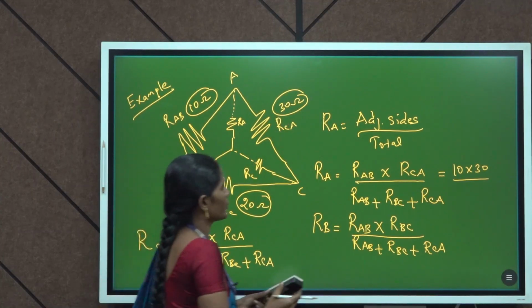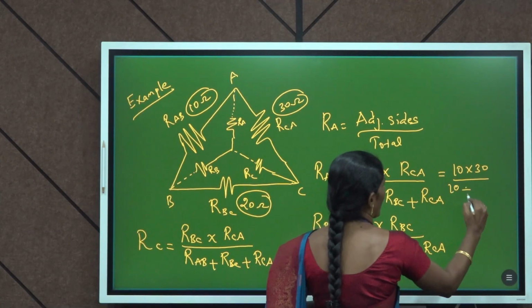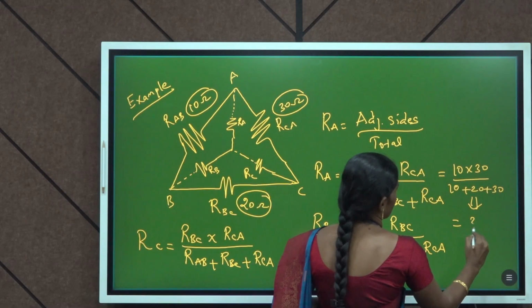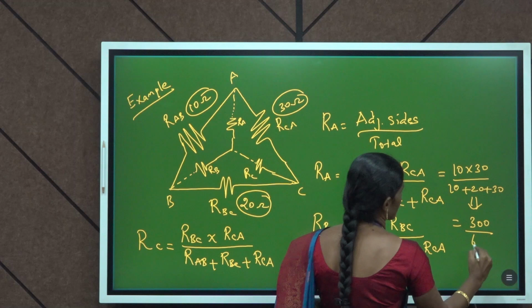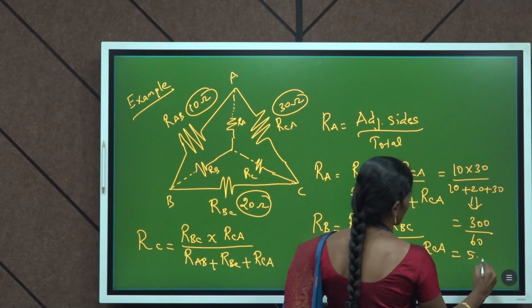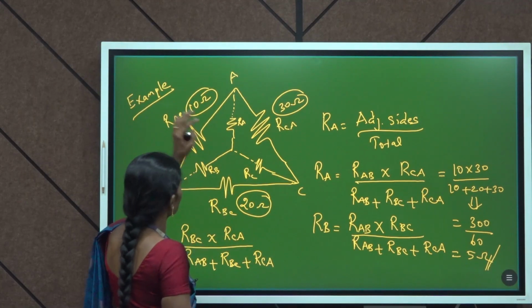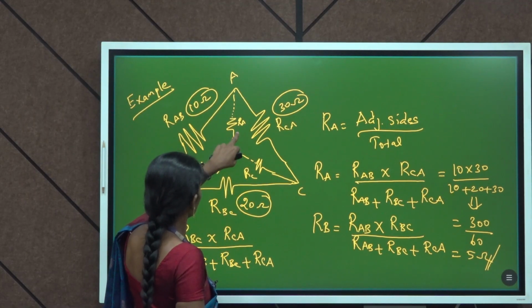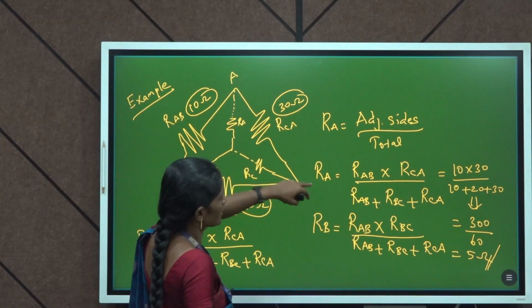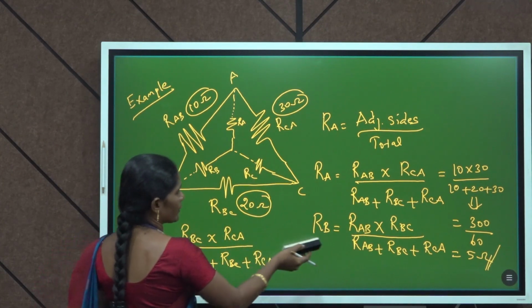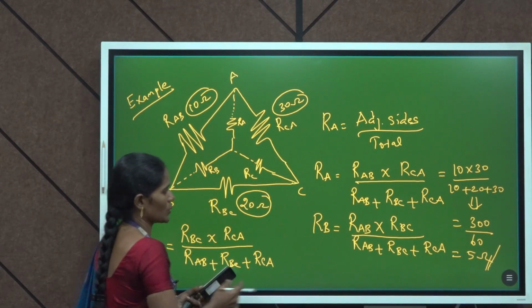The given delta amount is 10 plus 20 plus 30. So, it will reflect 300 divided by 60. It will give 5 ohm. For the given delta resistances, we identified the star resistance RA is 5 ohm here. By using the same principle, we can find RB as well as RC also.